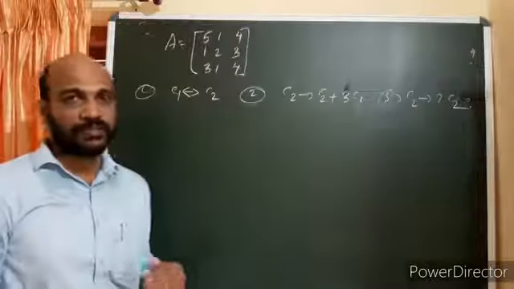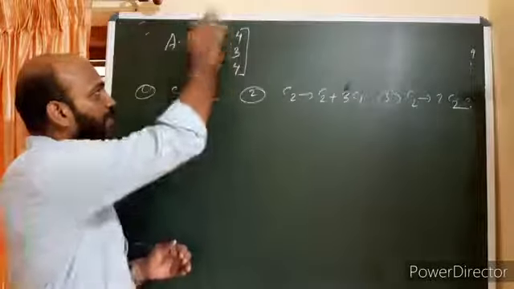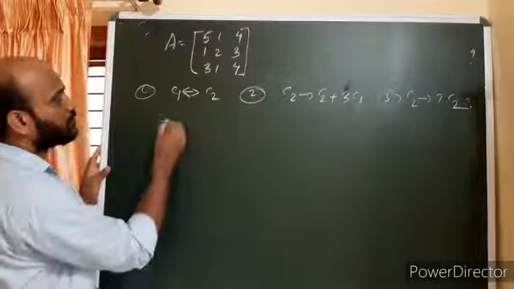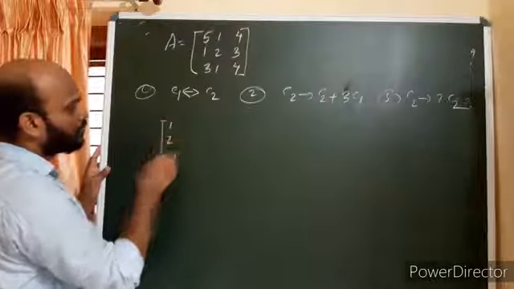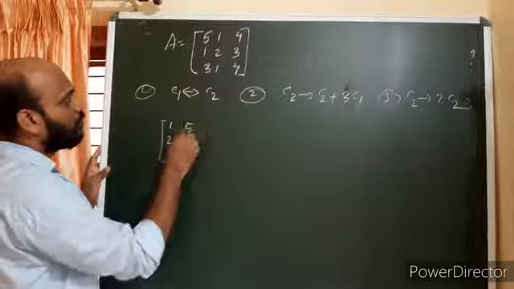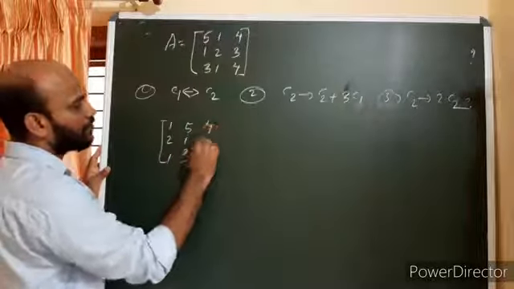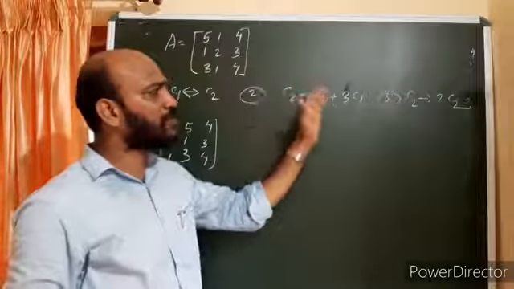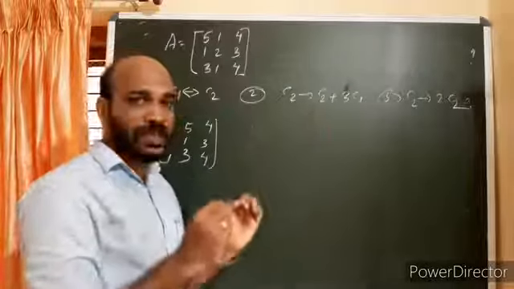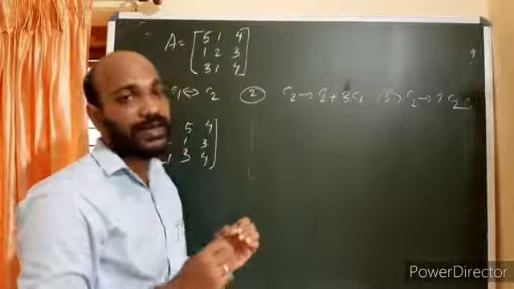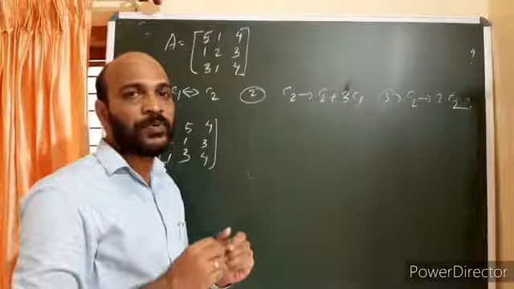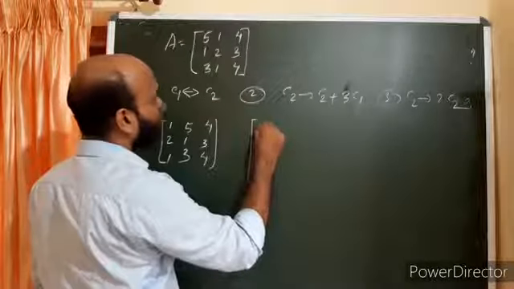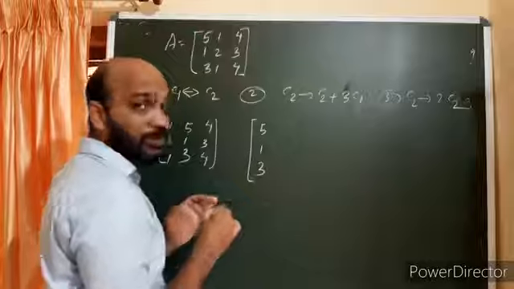Okay. Next question. Apply these column operations in this matrix. So first one, column 1 changes to column 2. So column 1 will be 1, 2, 1. Then column 2, 5, 1, 3. Column 3 will be same. Okay. This column 2 changes to column 2 plus 3 into column 1. Means to each element of column 2, I have to add 3 times the corresponding elements of column 1. So column 1 will be same.